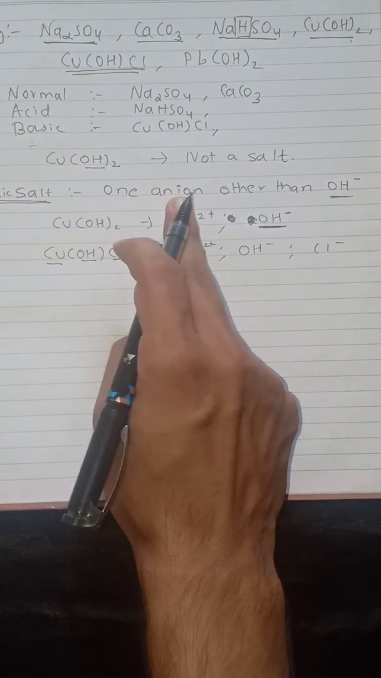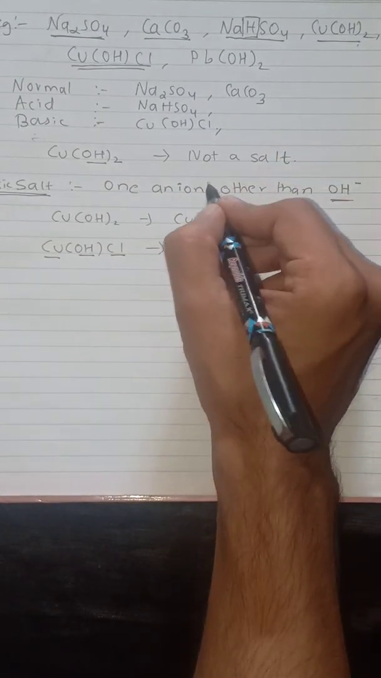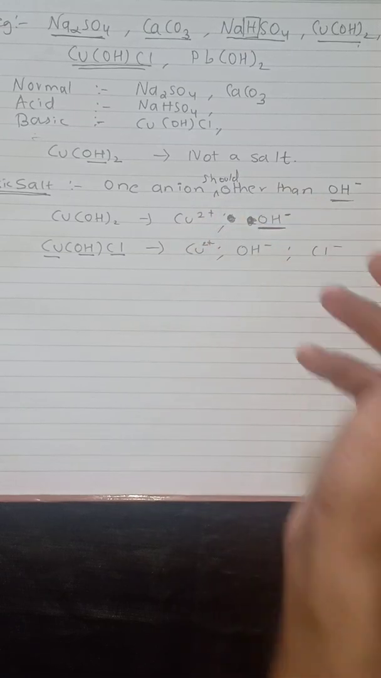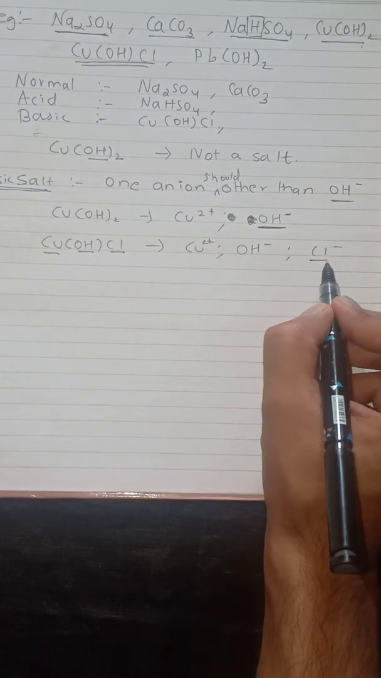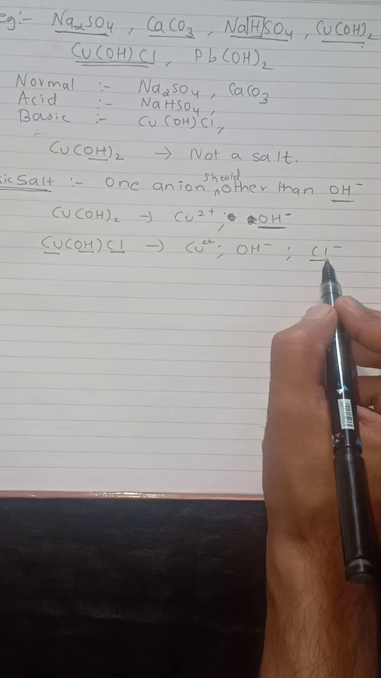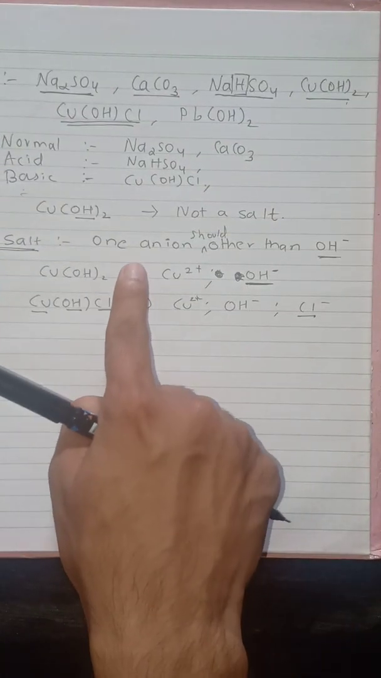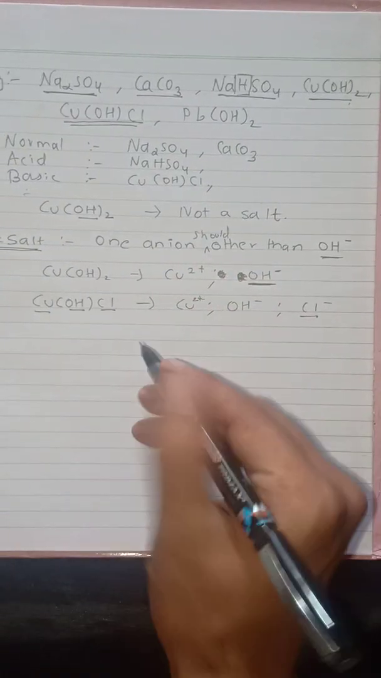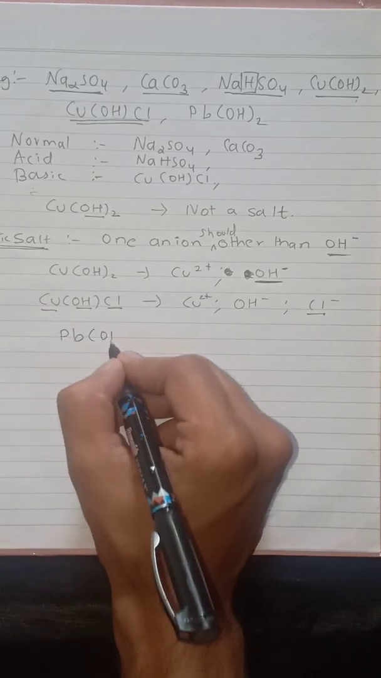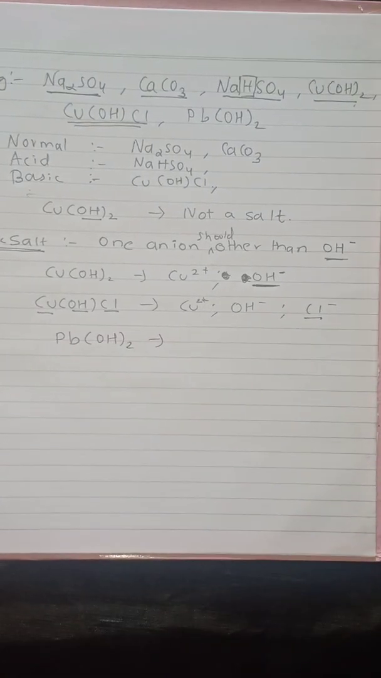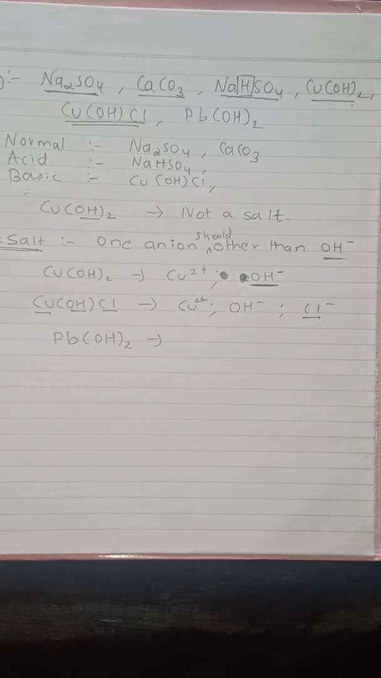OH negative, Cl negative. What is the rule for basic salt? One anion should be other than OH negative. देखो ये भी एक अनायन है बट ये OH नहीं है, so that is why they have been classified under a basic salt. But copper hydroxide is not a basic salt because it does not follow this rule. One anion should be other than OH. Now let's take a case of lead hydroxide. Is it a basic salt or not a salt?